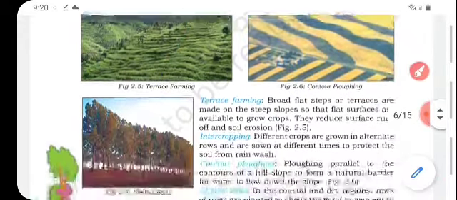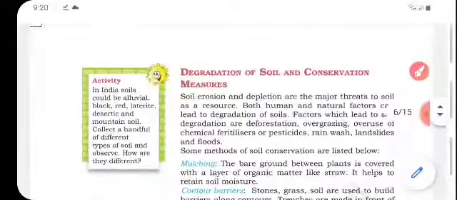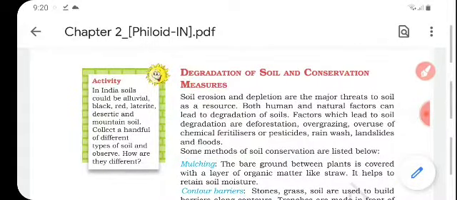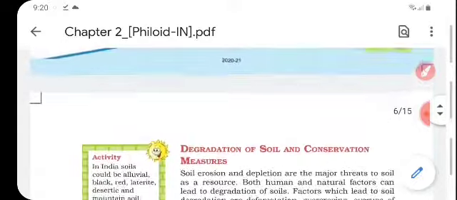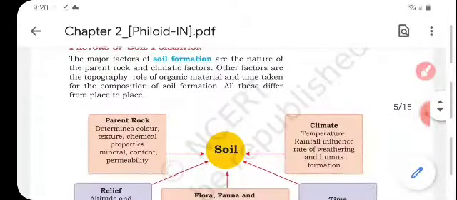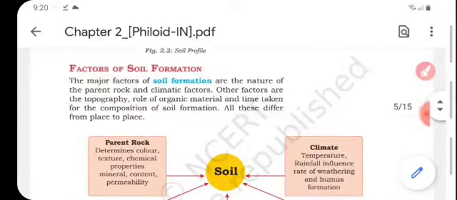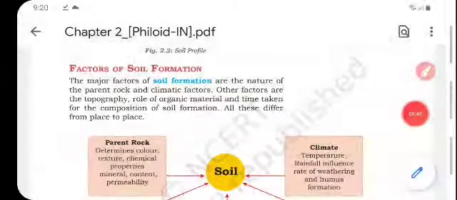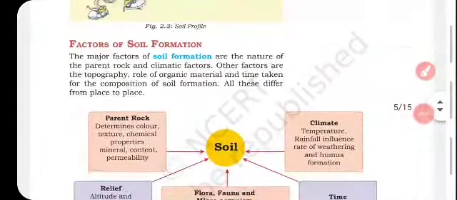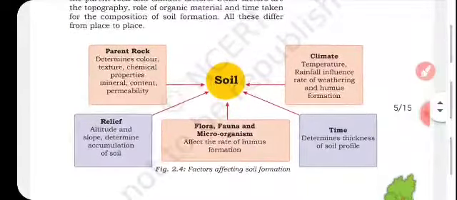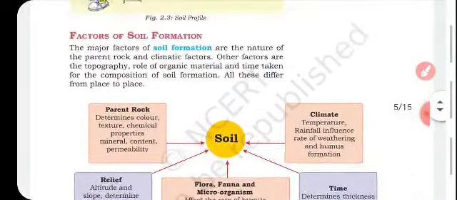So what we have discussed here is basically degradation of soil and conservation measures, and also the factors of soil formation. These two things we have discussed here. I hope you have understood all this topic clearly.